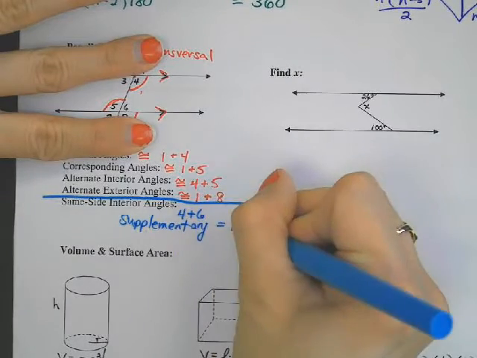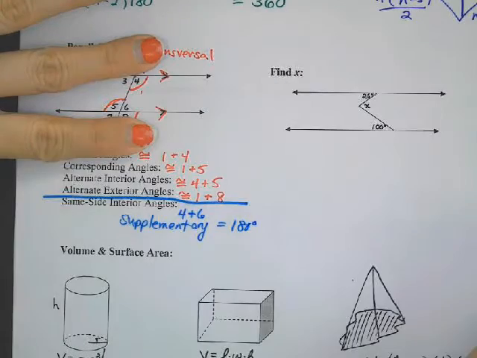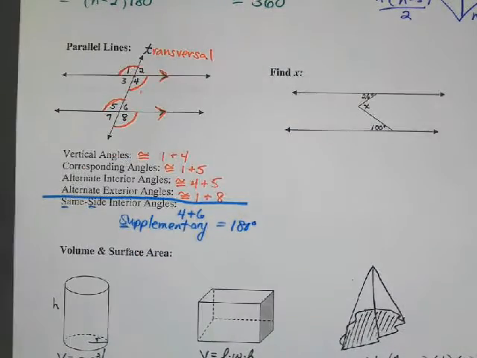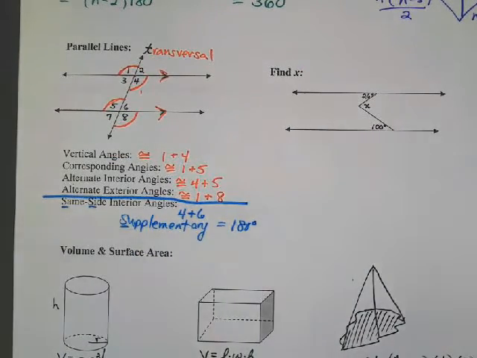And supplementary means that they equal 180. So it's like the corners of a parallelogram. Same side interior angles are supplementary. Okay, just try to remember that. Everyone else is congruent.